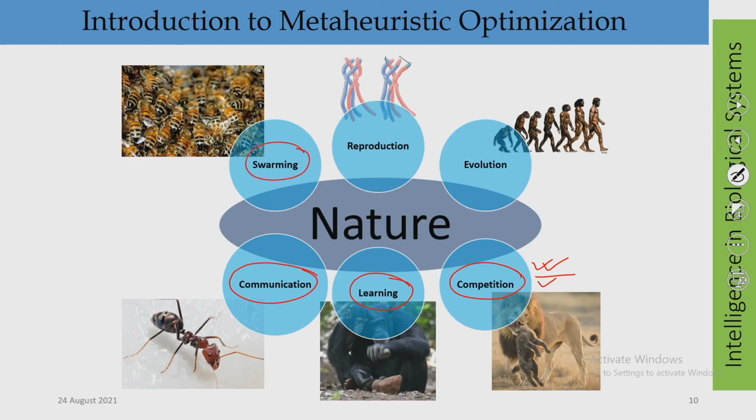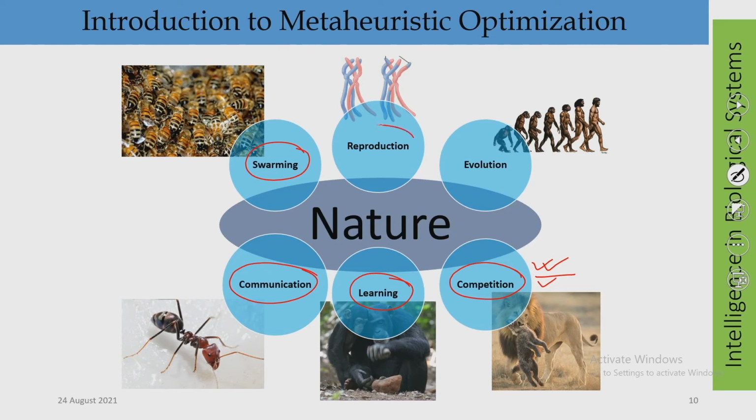Then swarming. Swarming means they are actually working in a group. They are not working individually. When they are searching for food, they are not going alone. They are going in a group, and they have a very good methodology to search for food; it is well organized. It is not arbitrary, moving here and there in search of food. So, they are moving in a group, or swarming.